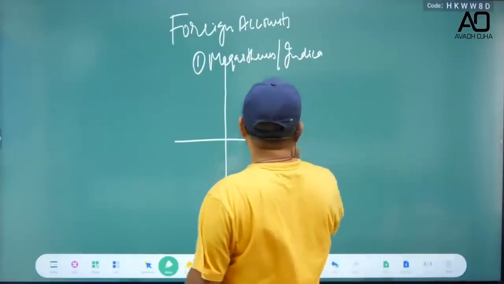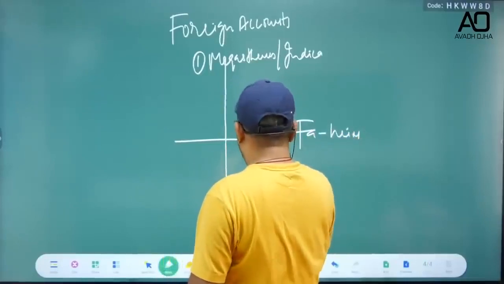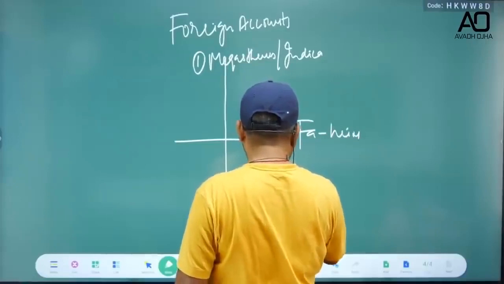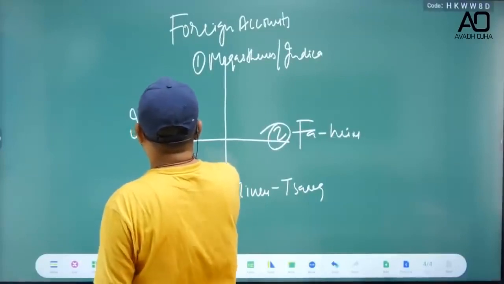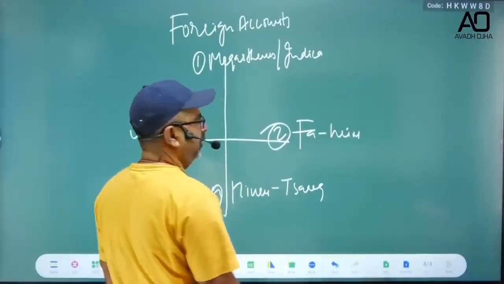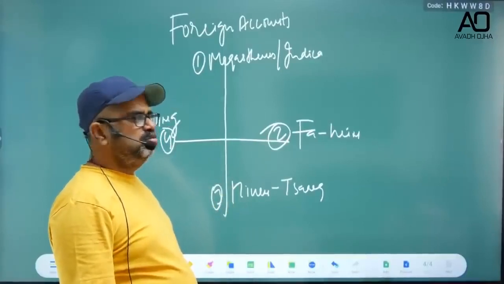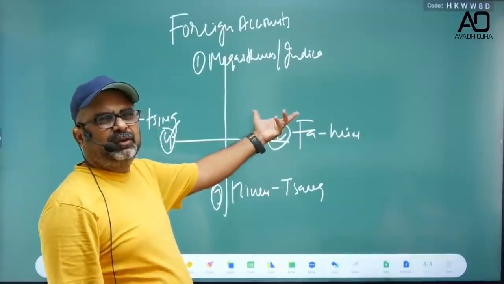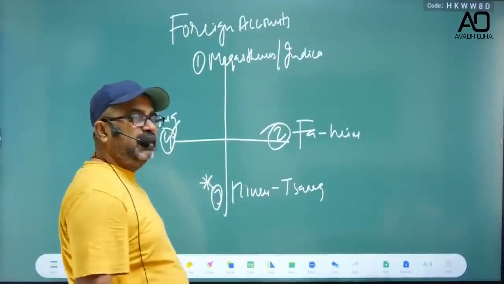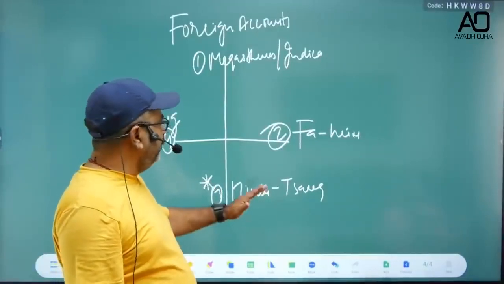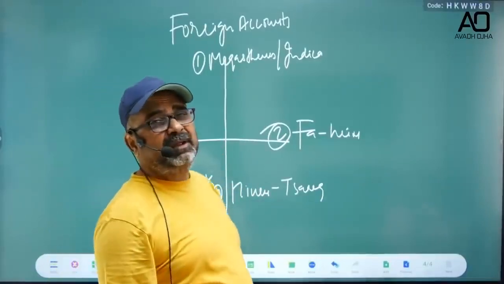Then we have the next important men: Faihan, Huensang, and Itsing. Faihan never went to the court of Chandragupta Vikramaditya. Huensang got the patronage of Harshvardhan, so he was a little bit biased towards Harshvardhan. But these two people have presented a very unbiased history.